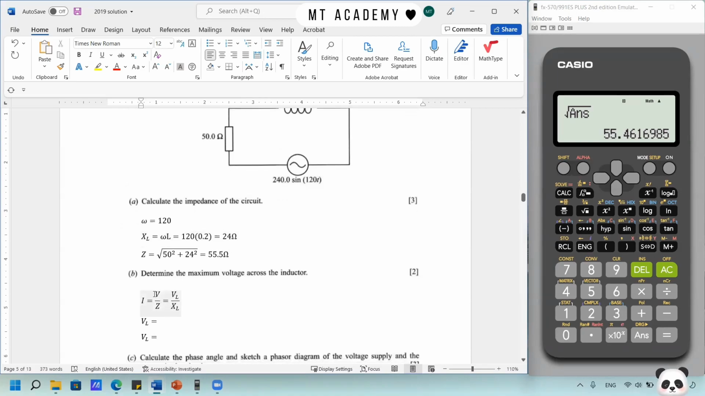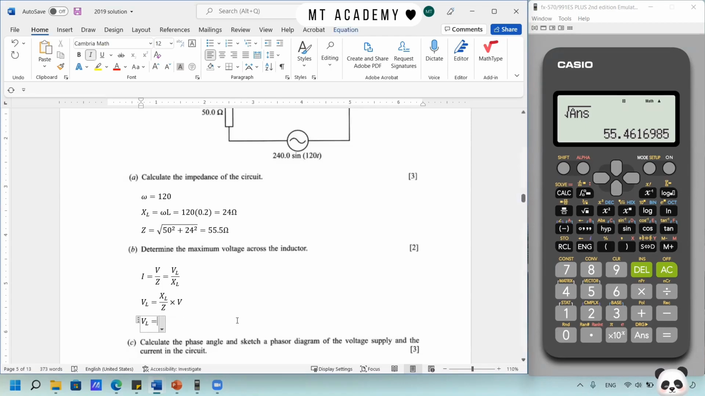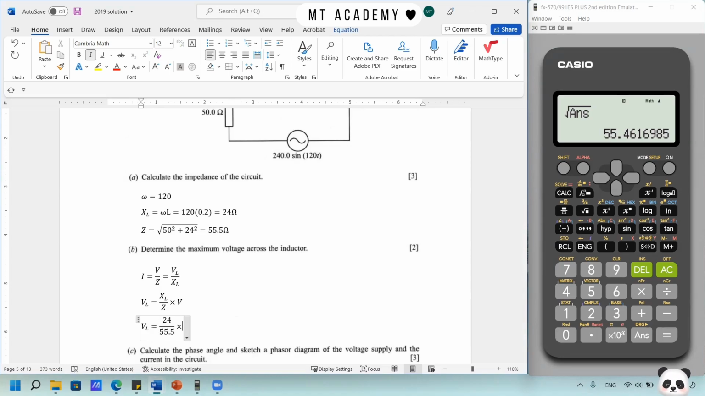So we don't have the voltage across the resistor. So maybe we can just use this formula that the applied voltage to the total impedance is equal to the voltage across the inductor to the reactance. If you rearrange this formula, you will find something interesting: it is equal to XL over Z multiply V. This is a formula that is similar to the potential divider. So put in the value. We have the reactance over the total impedance, 55.5, multiply the voltage.